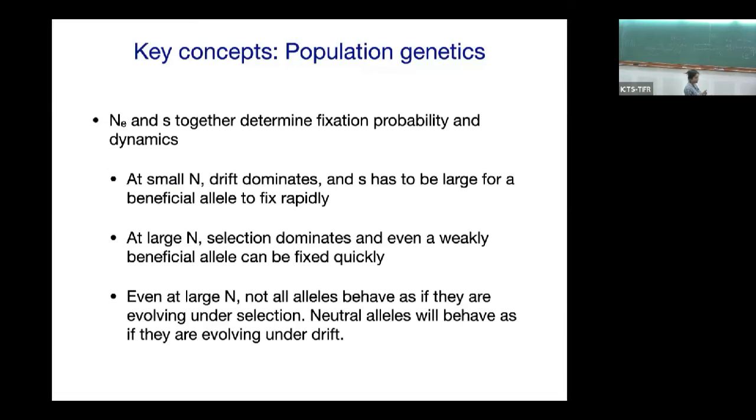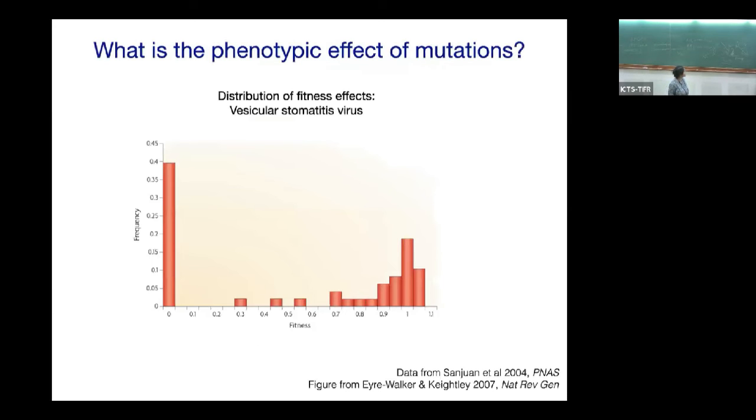They will behave as if they're evolving under drift. So this idea that population size and selection coefficient together determine a lot of what's going on is important, and you'll see the maths for this in the subsequent lectures much more. But I think it's useful to have some of these general broad conclusions in your head so you can think about data sets and your own results much more easily.